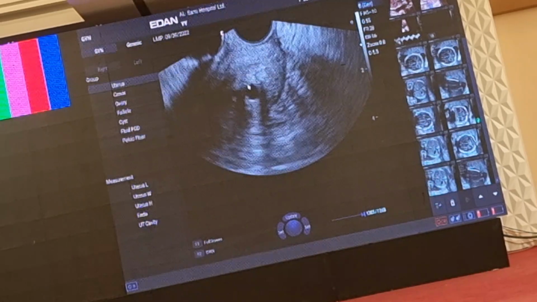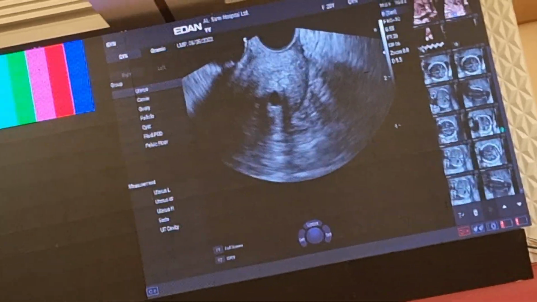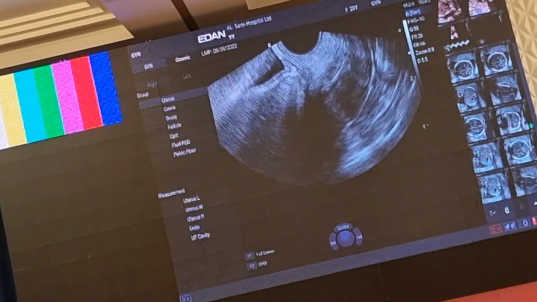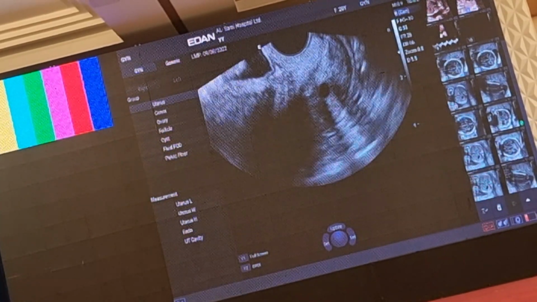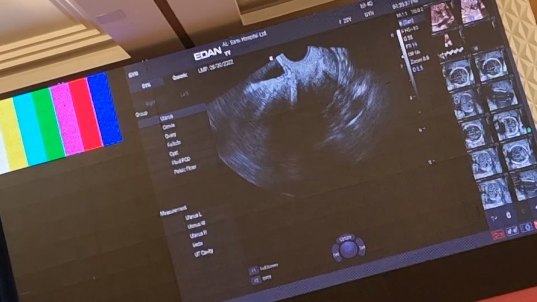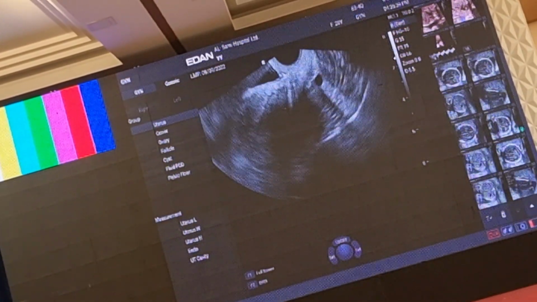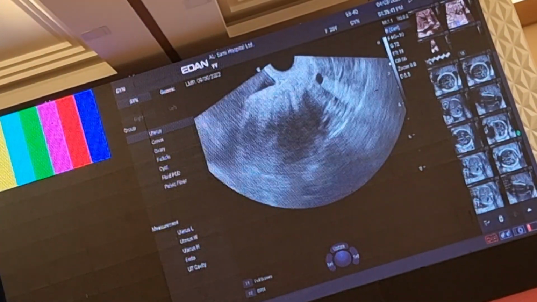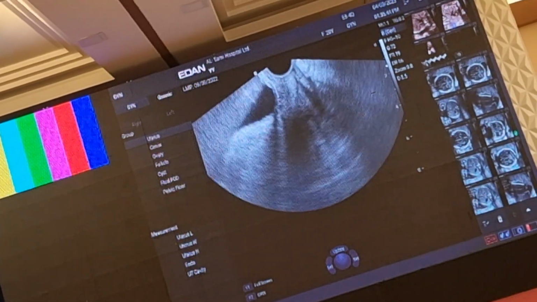Okay, we can see a Nabothian cyst, one Nabothian cyst over here. Then we go further in. As we go further in, we need to increase the depth so that we are able to visualize the entire uterus. Okay, I'll go back again.